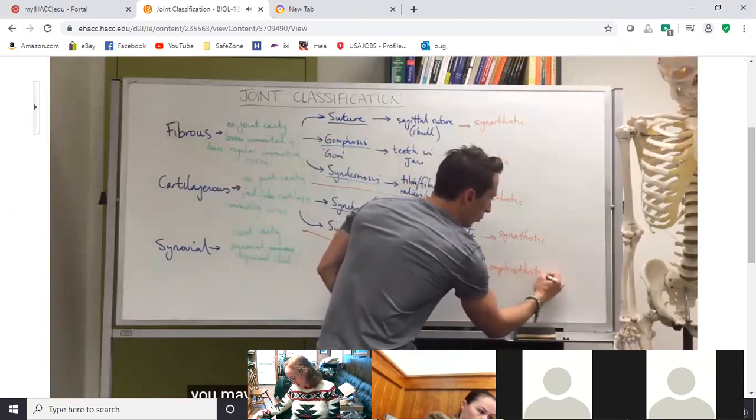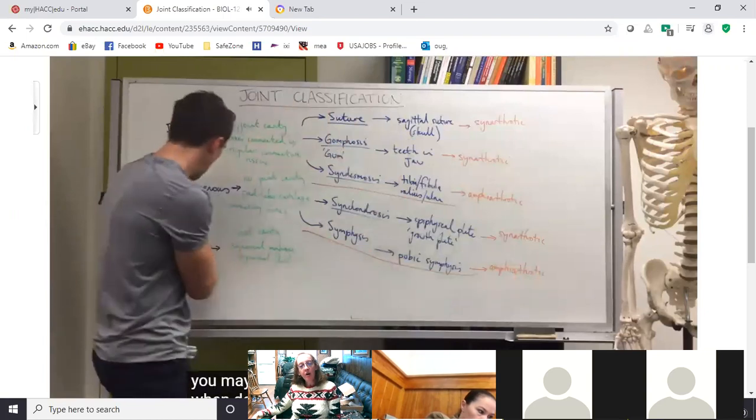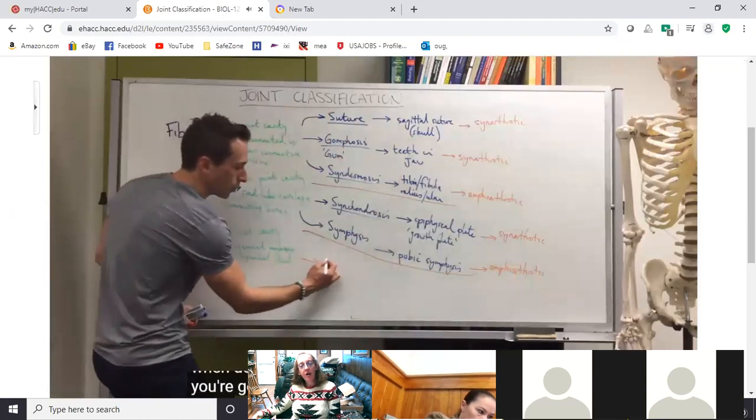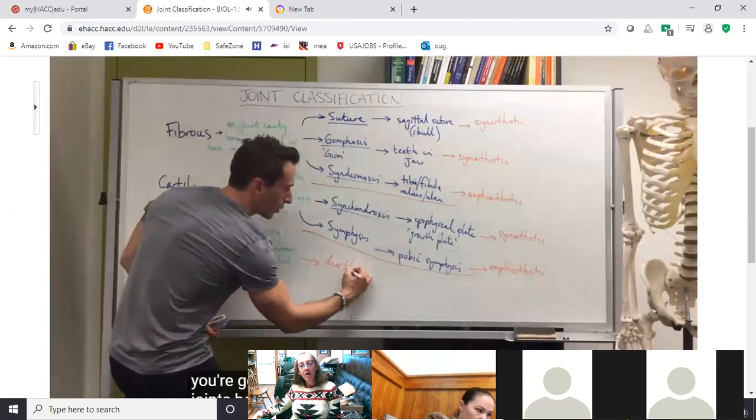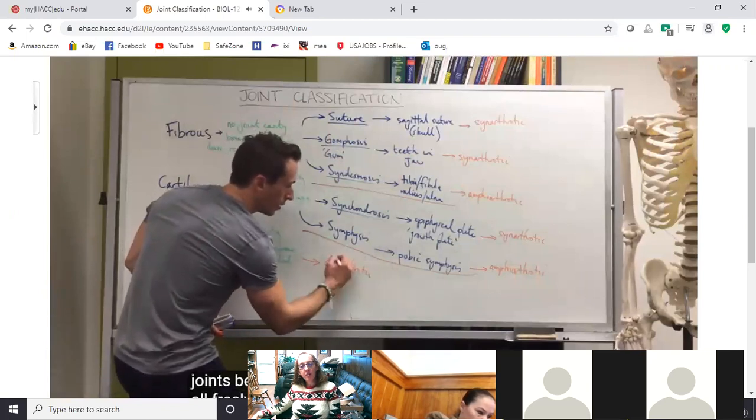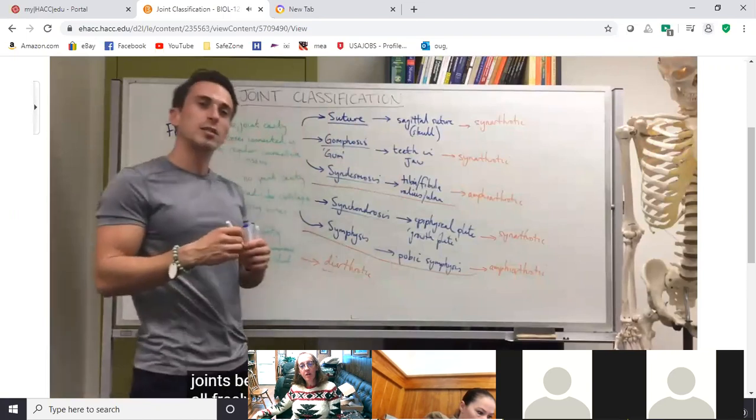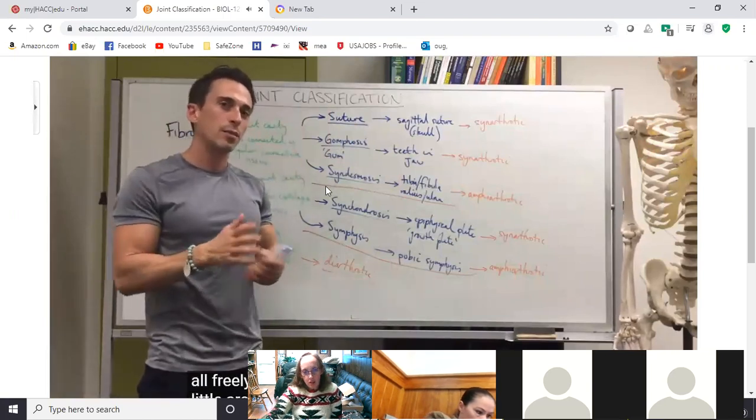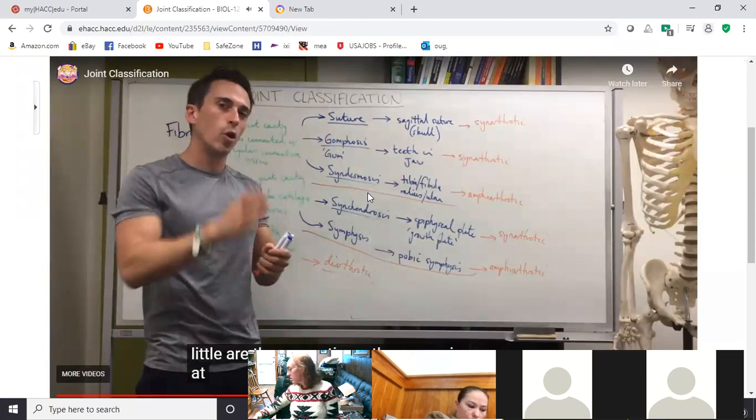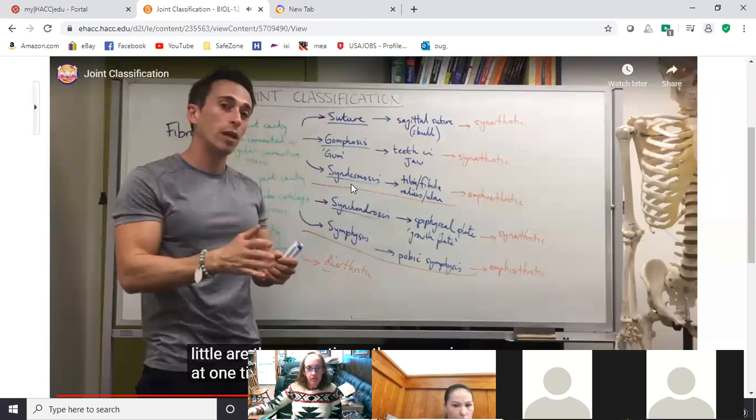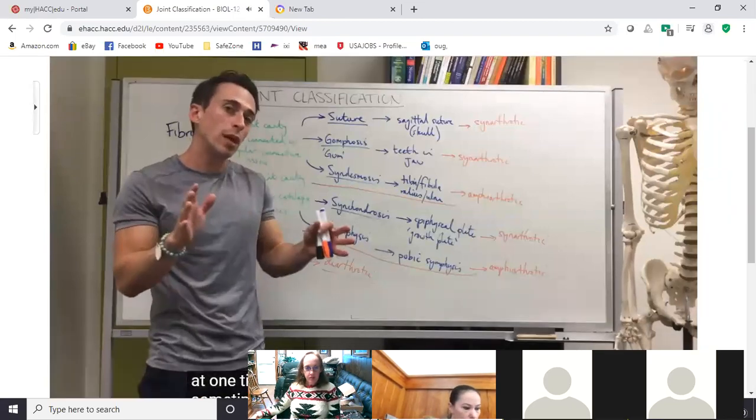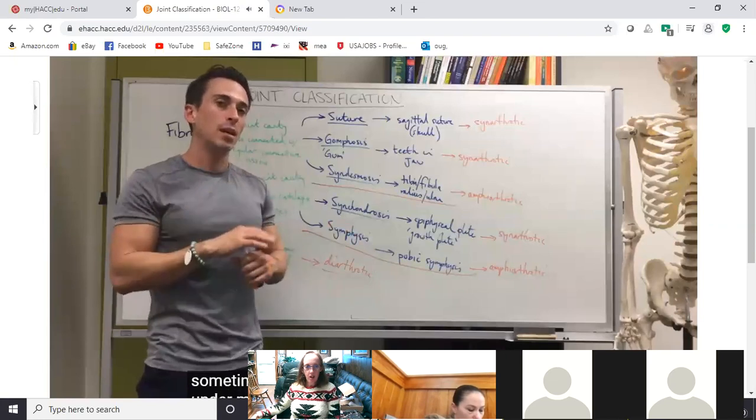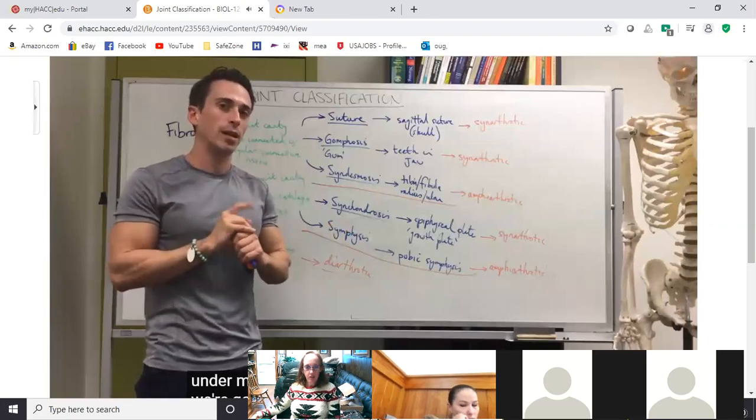You may be looking at this saying, well, when do we ever use diarthrotic? Diarthrotic is going to be saved for the synovial joints because synovial joints are all freely movable. It's just how freely movable are they? Sometimes they're moving in one plane, sometimes they're moving in two planes, sometimes they're moving in many planes. And that's what we're going to talk about in the next video.